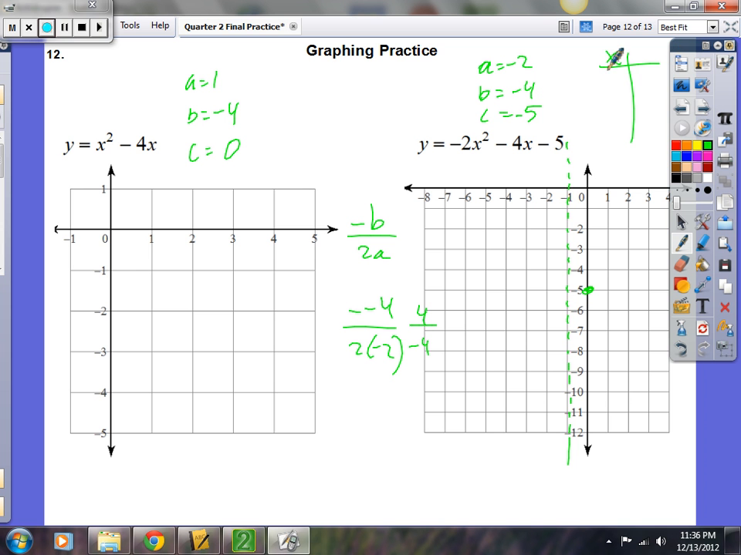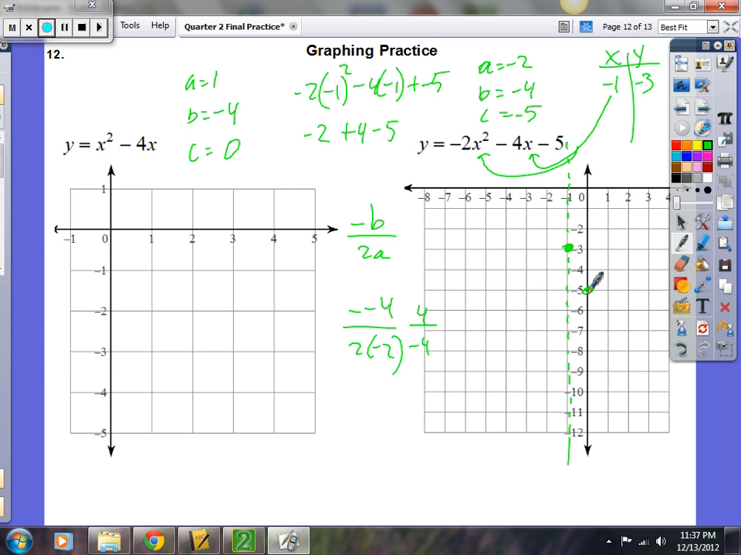So if I have a table, x, y, if I plug a -1 in, what is going to come out? It's going to be -2 times -1 squared, minus 4 times -1, plus -5. So -1 times -1 is +1. +1 times -2 is -2. -1 times -4 is +4. And then -5. So what's -2 and +4 and -5? Is that a -3? -3. So if I go left 1, down 3, there is my vertex.